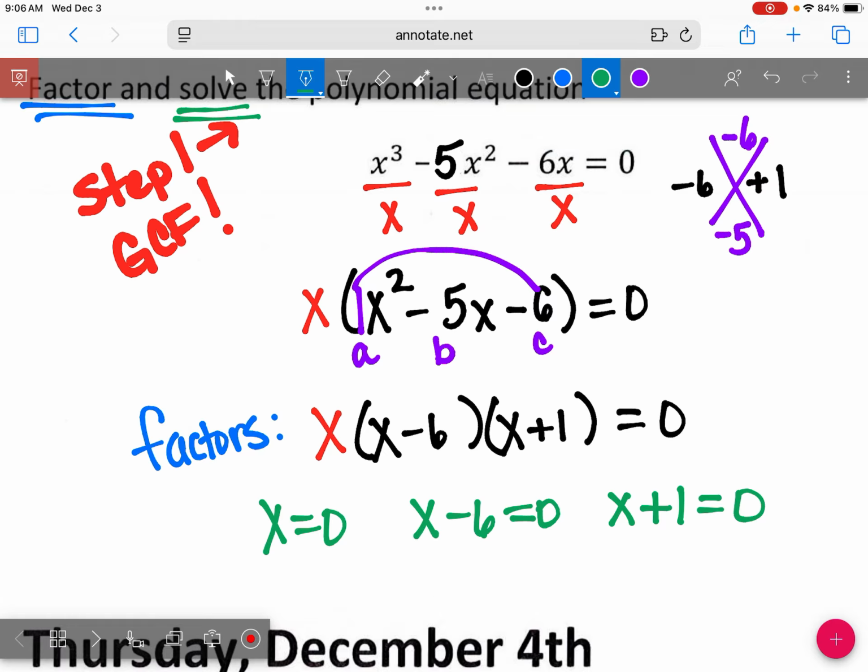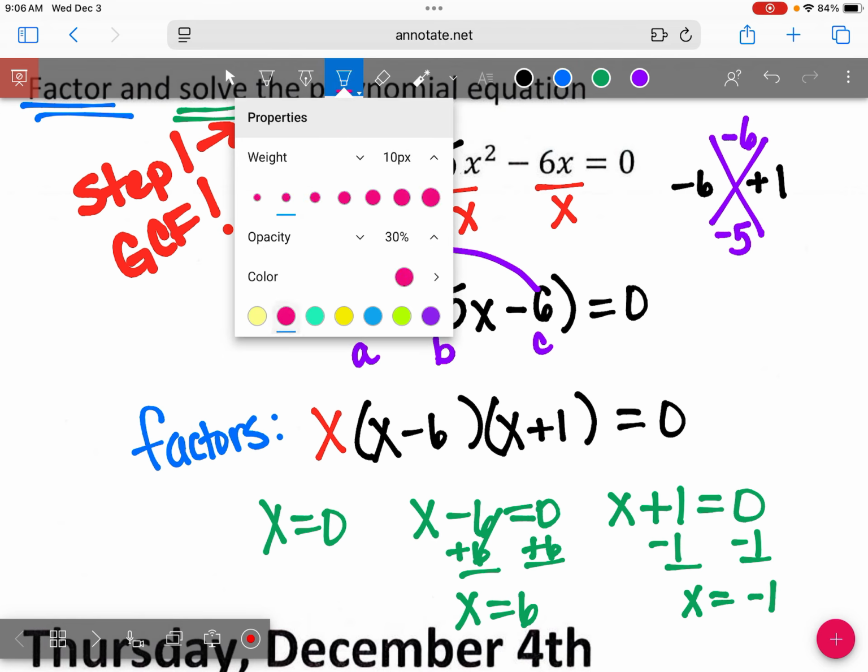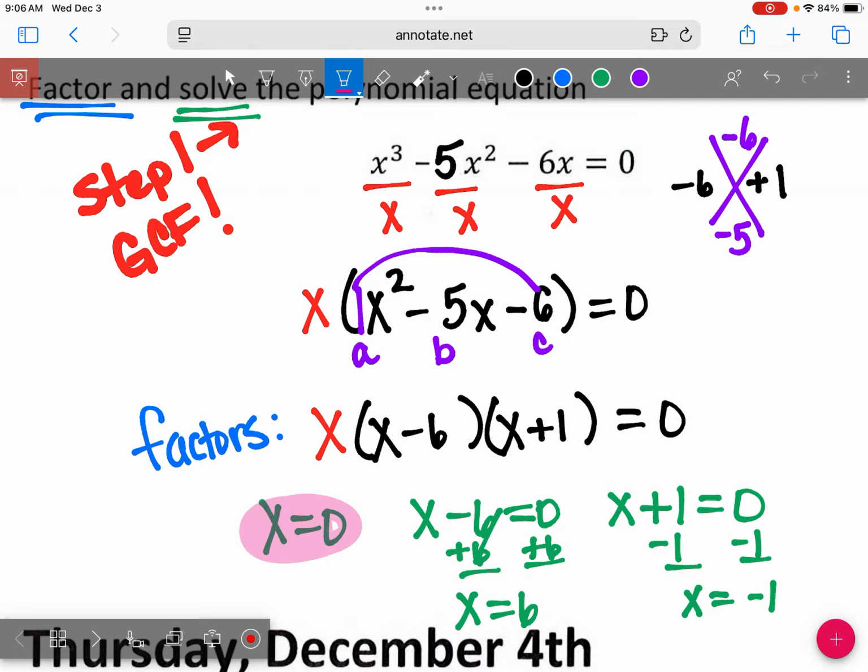So I have to add the 6. So that tells me x equals 6. And then I have to subtract the 1. So that's x equals -1. So there are 3 answers though. These are my 3 answers: 0, 6, and -1. And those will be my 3 answers. Any questions about today's Bell work?